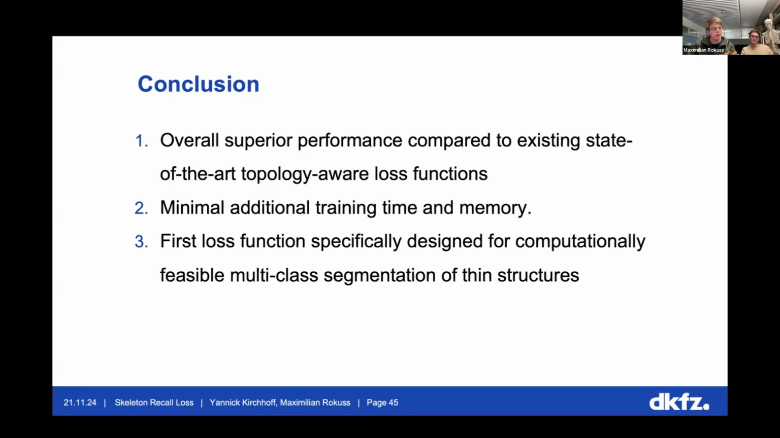And most importantly, we actually introduced the first loss function which is specifically designed for computationally feasible multi-class segmentation of all these thin structures. All previous methods designed for thin structure segmentation basically fail if you go to the multi-class setting.